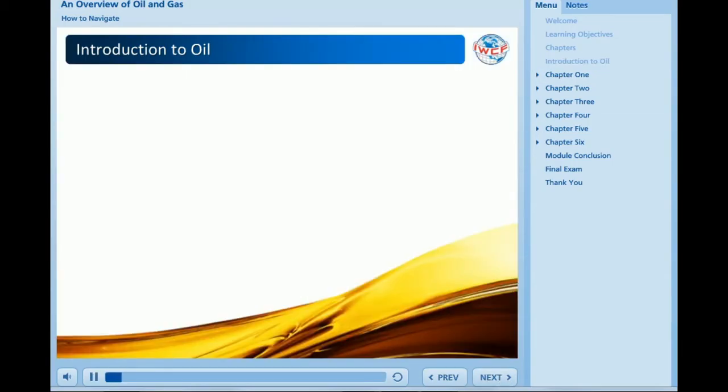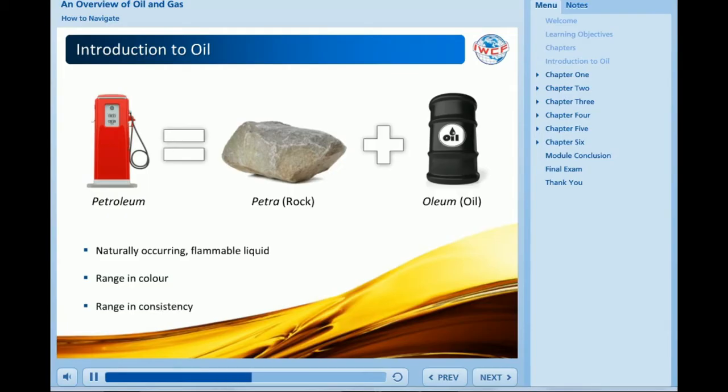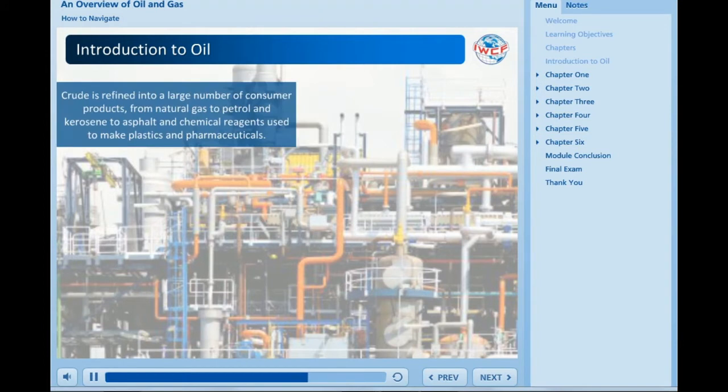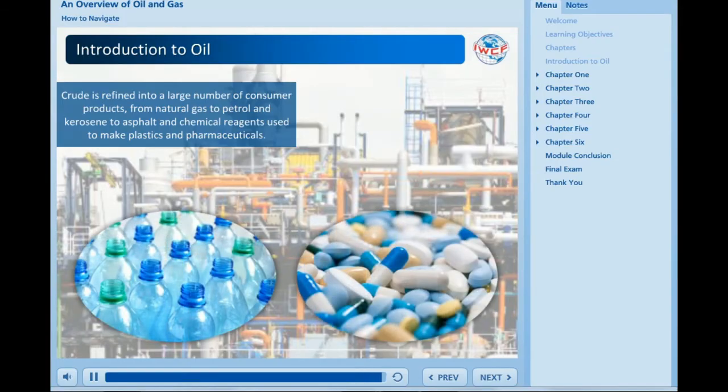But first, the name. Petroleum is taken from the Greek words for rock and oil. Petroleum, or crude oil, is a naturally occurring, flammable liquid which can range in colour from clear through green, amber, brown to black, and can range from the consistency of water to that of molasses. Once extracted, crude is refined into a large number of consumer products, from natural gas to petrol and kerosene to asphalt and chemical reagents used to make plastics and pharmaceuticals.